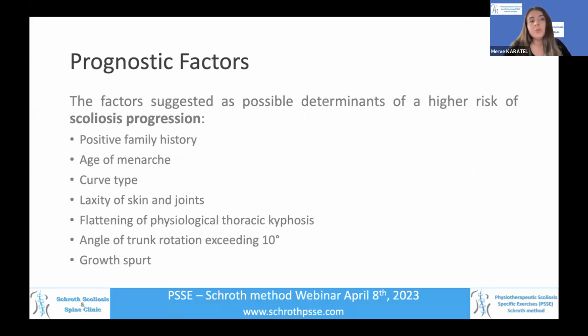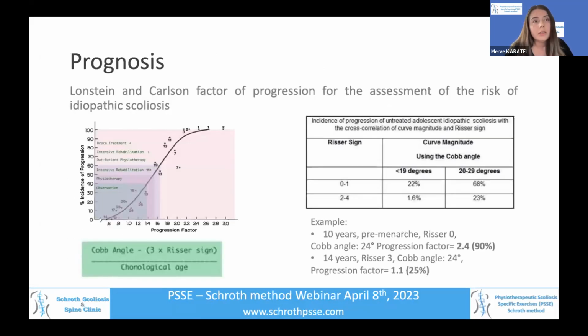We know that idiopathic scoliosis has progression risk, especially during the growth spurt at puberty. Positive family history, age of menarche for girls, curve type, curve magnitude, laxity, flat back, hypokyphosis, angle of trunk or vertebral rotation, and growth spurts are some high potential risks for scoliosis progression. Lonstein and Carlson offered a factor for assessing progression risk.